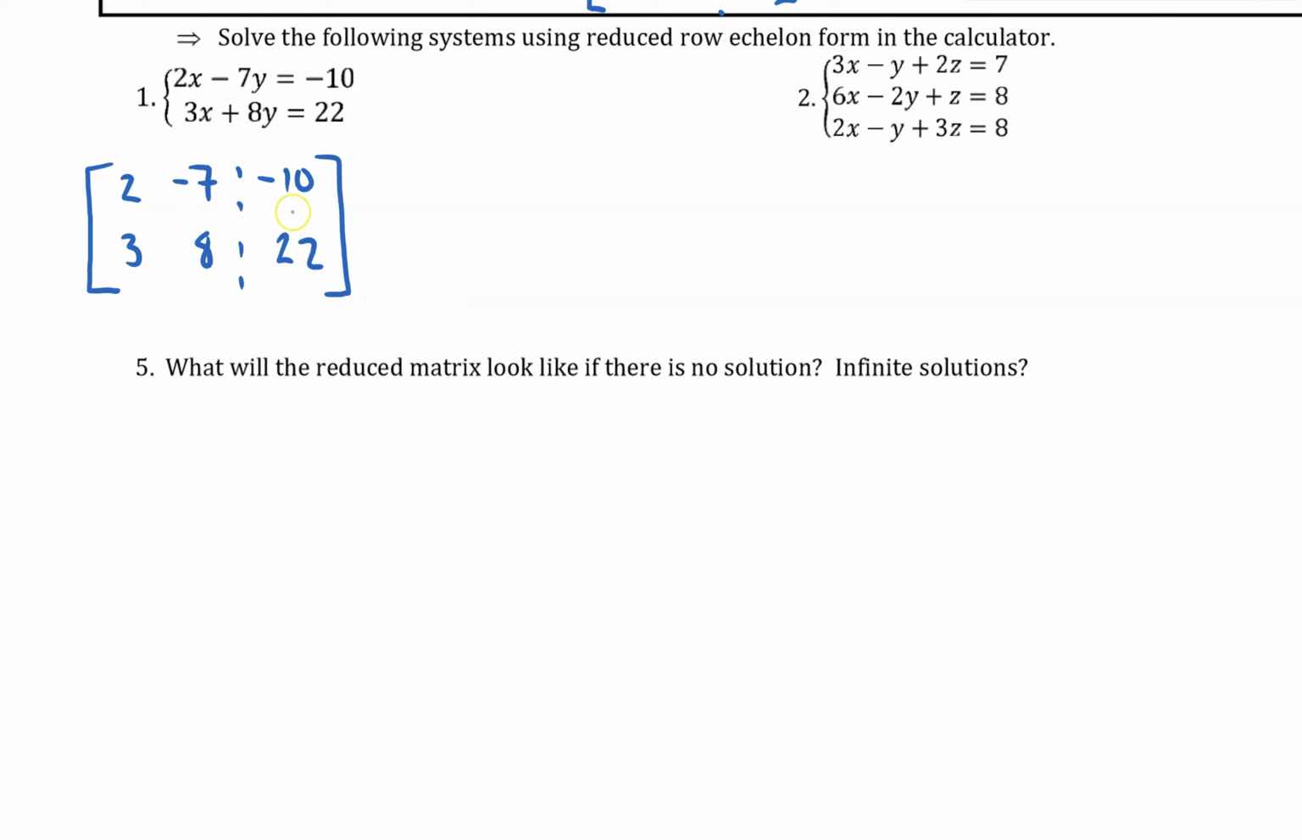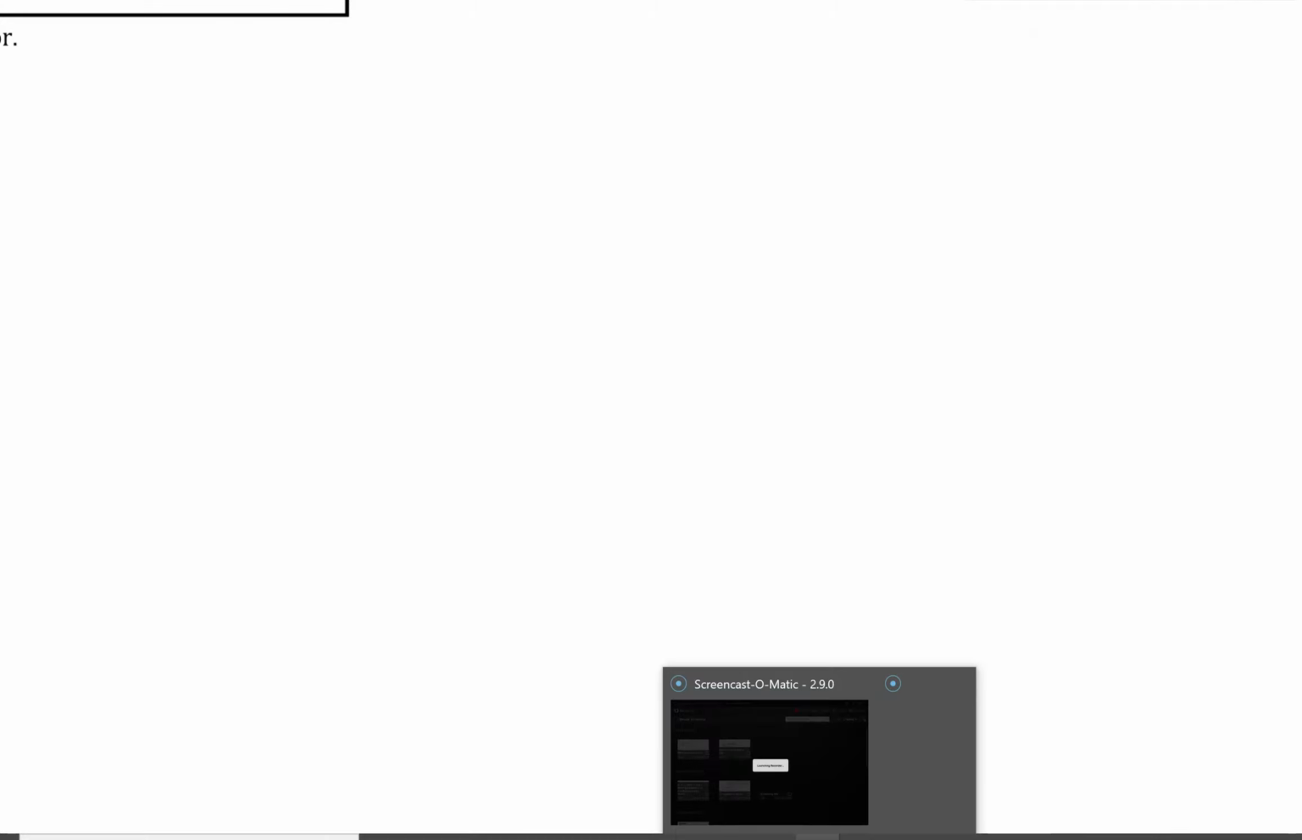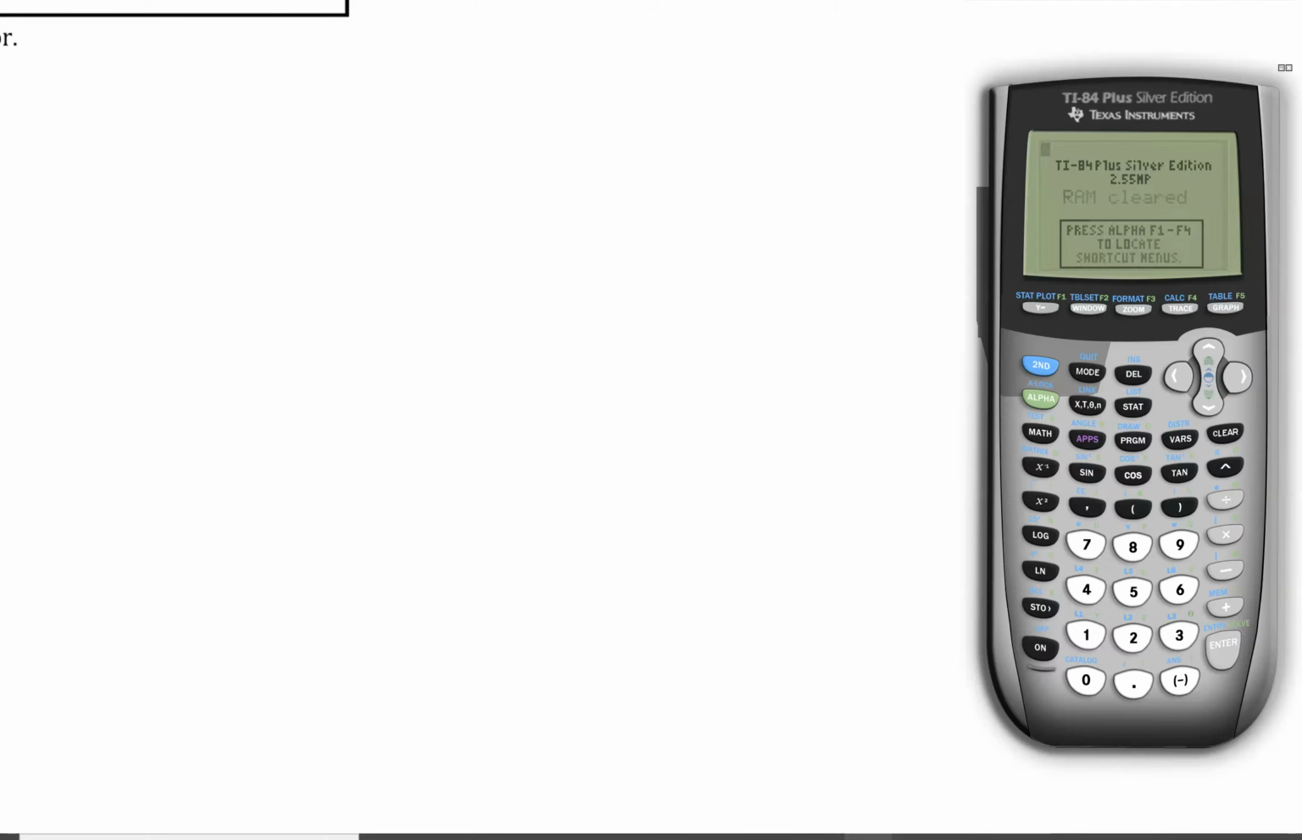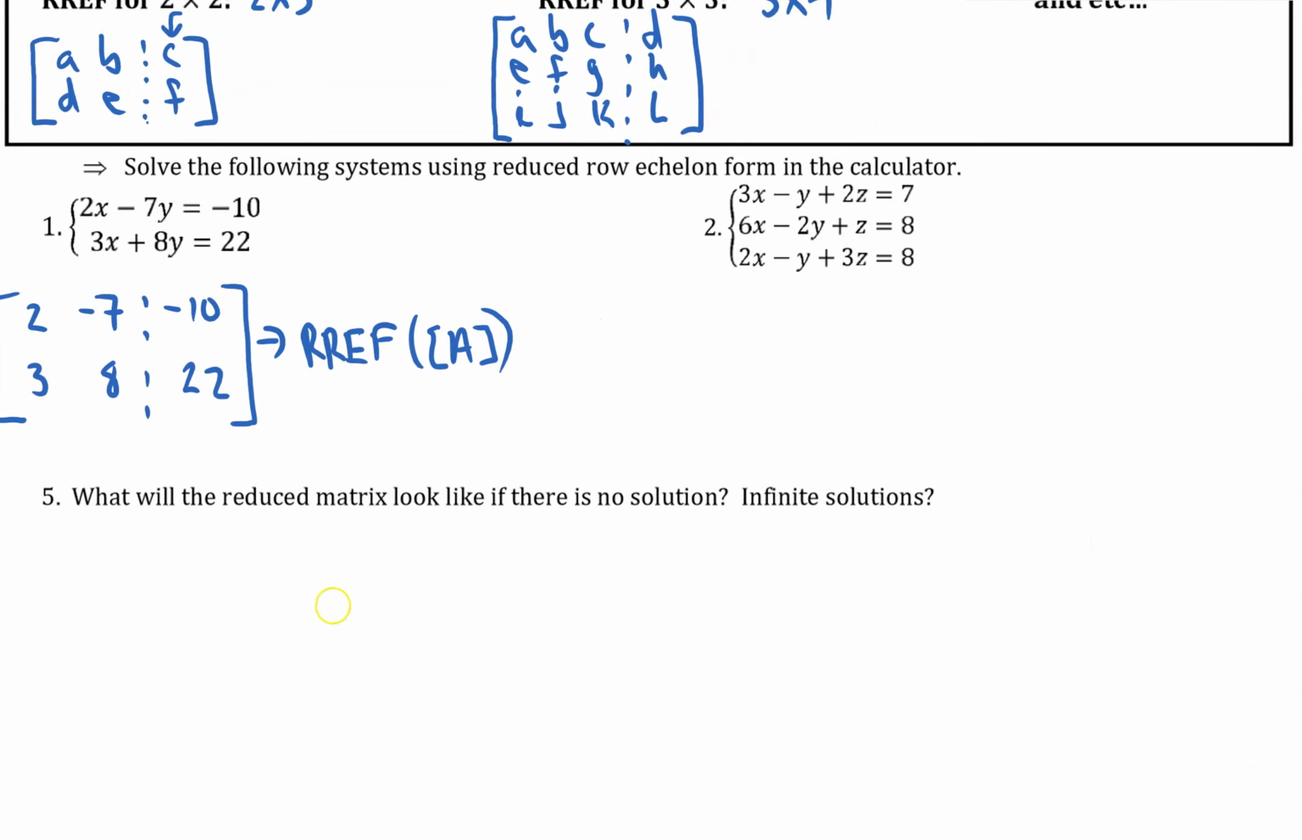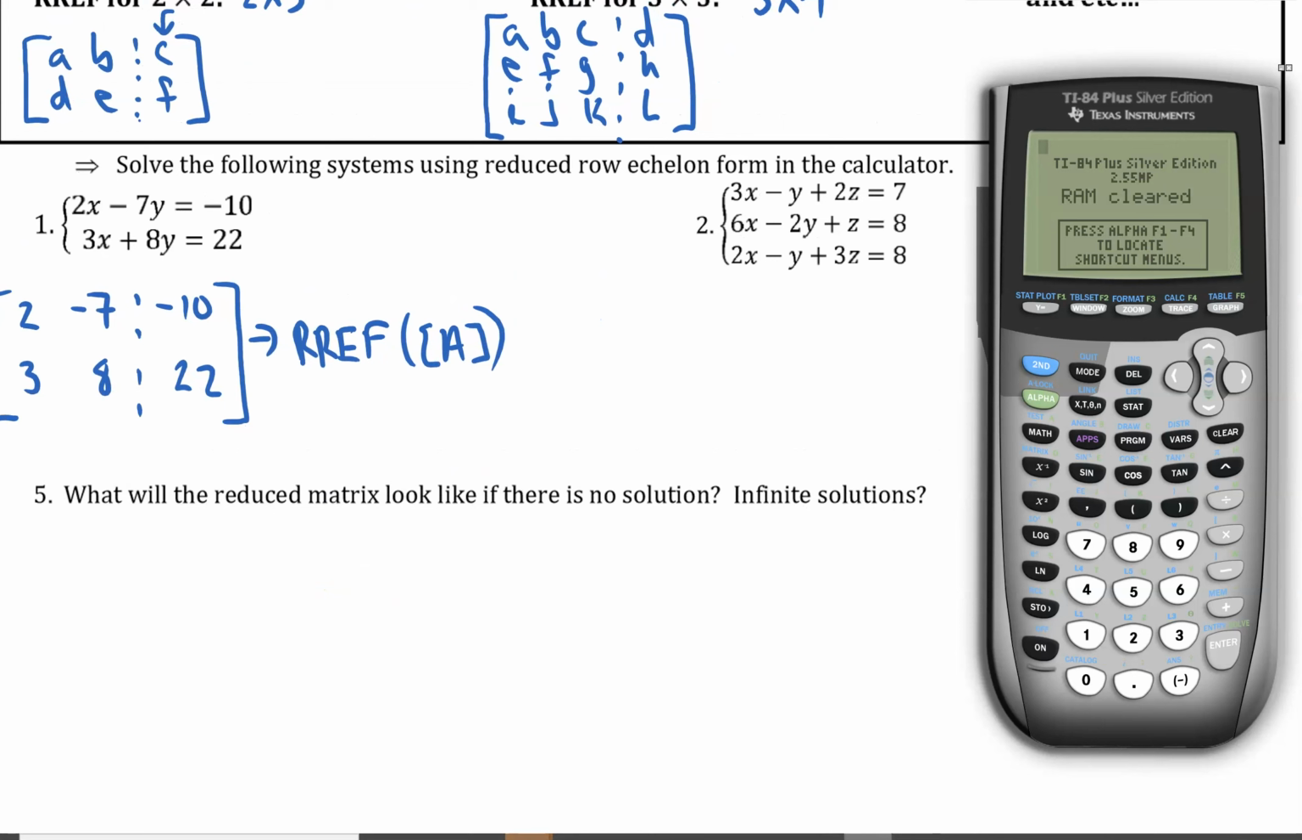So here is our row, and then what we're going to do is say RREF of matrix A, and then come up with our solution. So let's take a look at that, because it will look a little different when you actually go to do this. So we just have to make sure that we understand that it will look slightly different. Let me go back here first of all. So let's take a look.